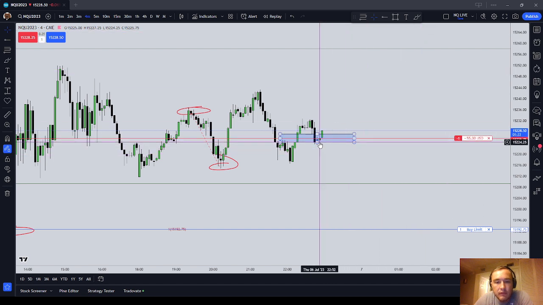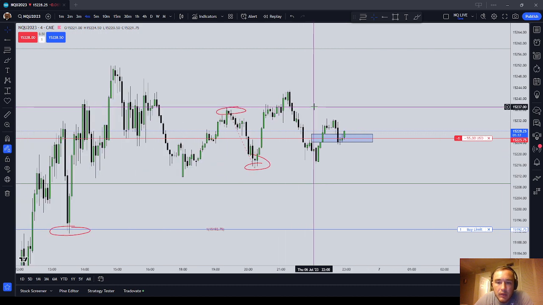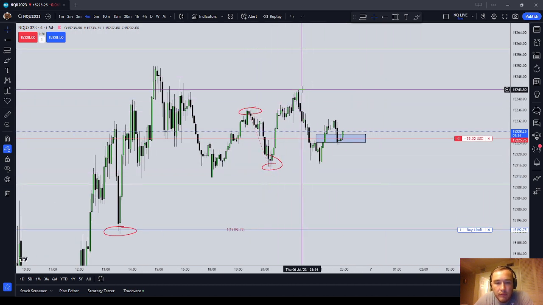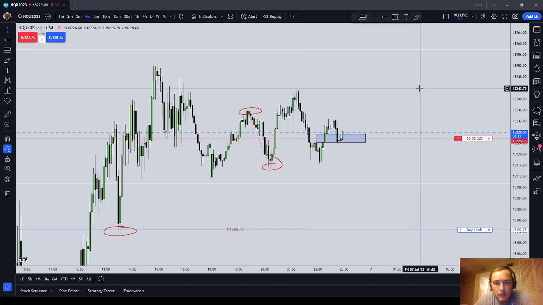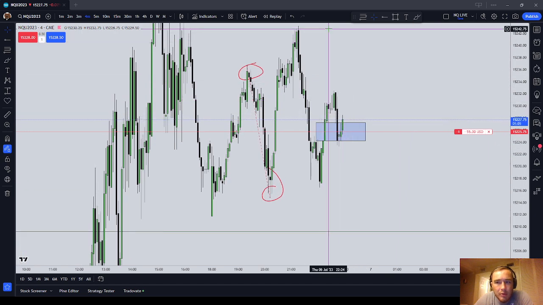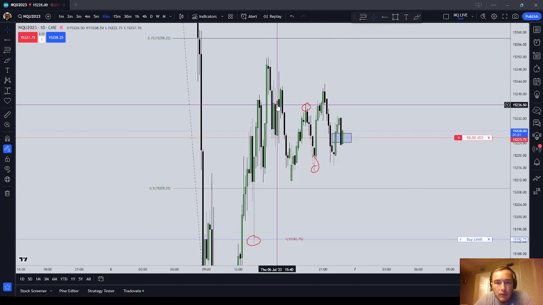But it appears like it's just going to use this BISI here as support. I could be getting my draw on liquidity wrong, but that looks like a pretty good bearish breaker to me. So I don't see a whole lot of argument for it to come back up, other than these highs up here. They could want that.